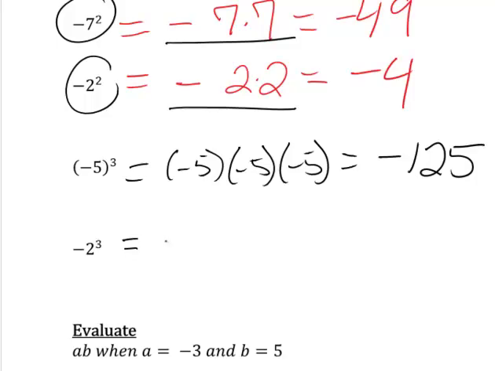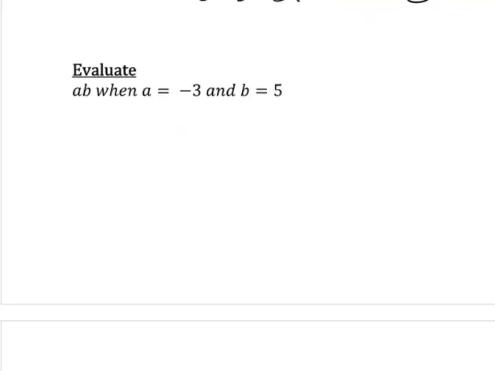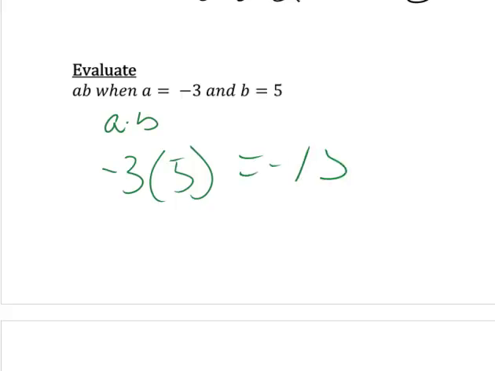The next one does not have parentheses, so I only write down the negative once, but I write my number 2 down 3 times. So negative 2 times 2 times 2 is a negative 8. All right. The next problem is just asking me to evaluate. And so we'll go ahead and do the same thing here. AB, so remember AB means A times B. So I'm going to write negative 3 times 5, and that's going to give me a negative 15.